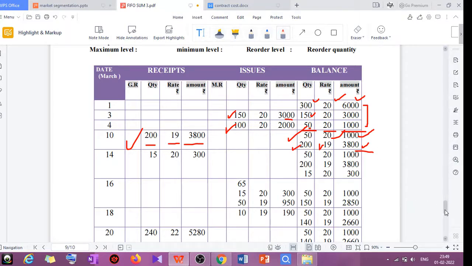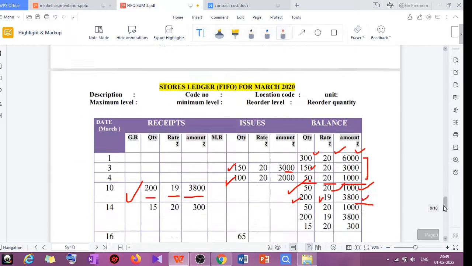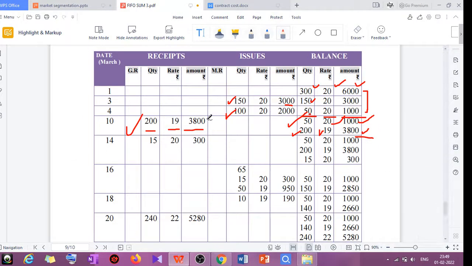Okay, next, after 10th there is an adjustment. On 14th, returned from manufacturing department to stores. So we have received the material. Usually, what I said, issue means what we are issuing to the departments. So when they are returning to us, that will be a receipt. The stores will receive the units. Return to stores, that will be the receipt.